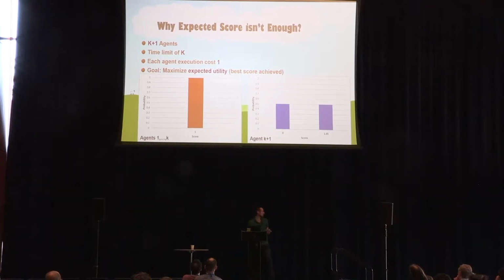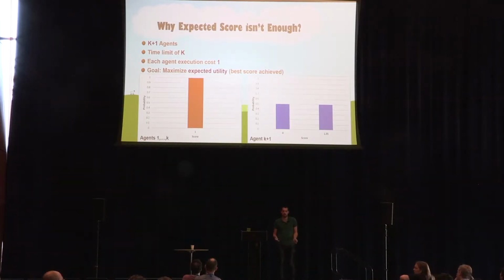If you look at it in terms of expectation, the first k agents have an expectation of 1, and the last agent has an expected score of less than 1. So what the hyper-agent will do is play agents 1 to k and get an expected utility of the level of 1. But if you think about it, after you play the first agent and you get a score of 1, it's futile to play the rest of these agents, agents 2 to k, because you'll always get a score of 1.